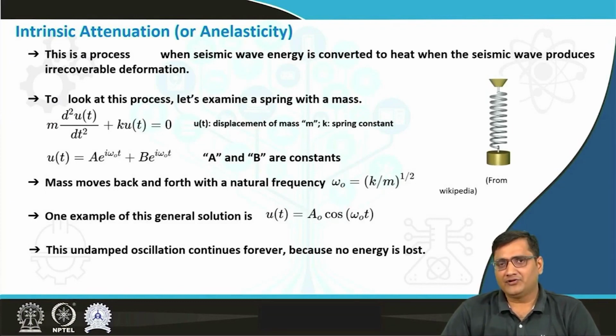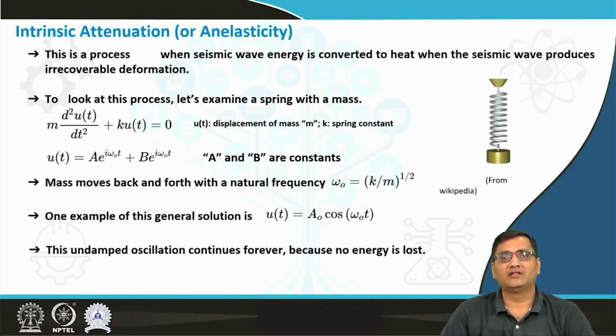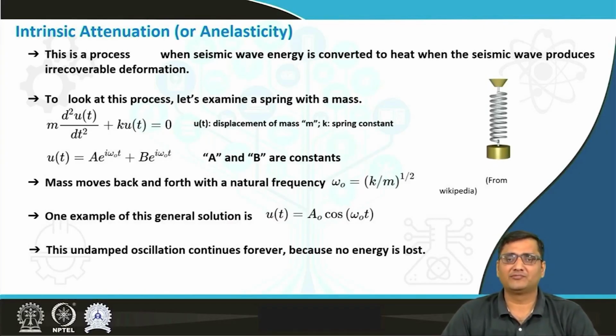The intrinsic attenuation, which is also known as anelasticity, is the process when seismic wave energy is converted to heat when the seismic wave produces irrecoverable deformation. So it happens mainly at very high temperature. Suppose the temperature is more than 900 degrees C, in the mantle, where the deformation takes place, and this deformation cannot be reversed, and the energy is lost as heat.